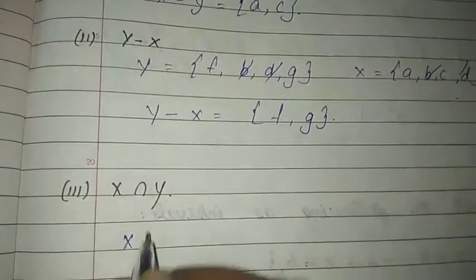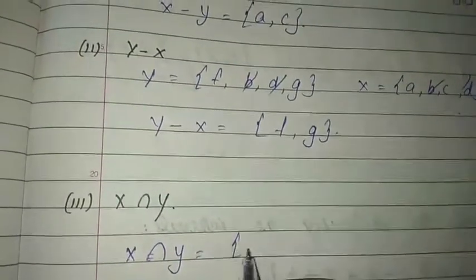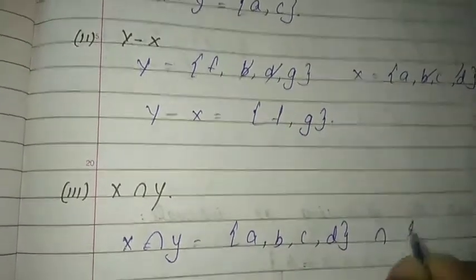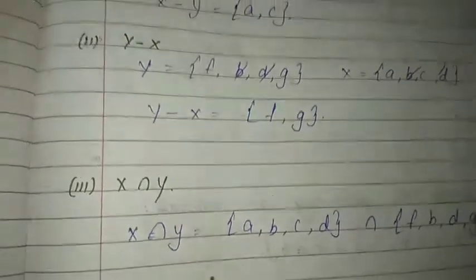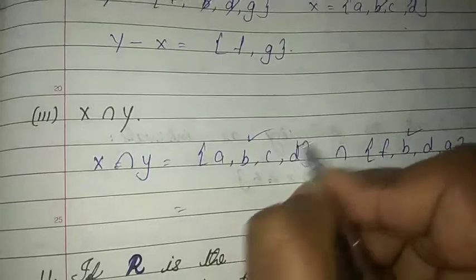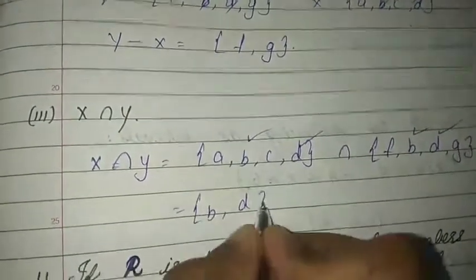Next, x intersection y. So x intersection y is equal to a, b, c, d intersection f, b, d, g. So what is common over here? b, b, d, d. So b, d is the answer.